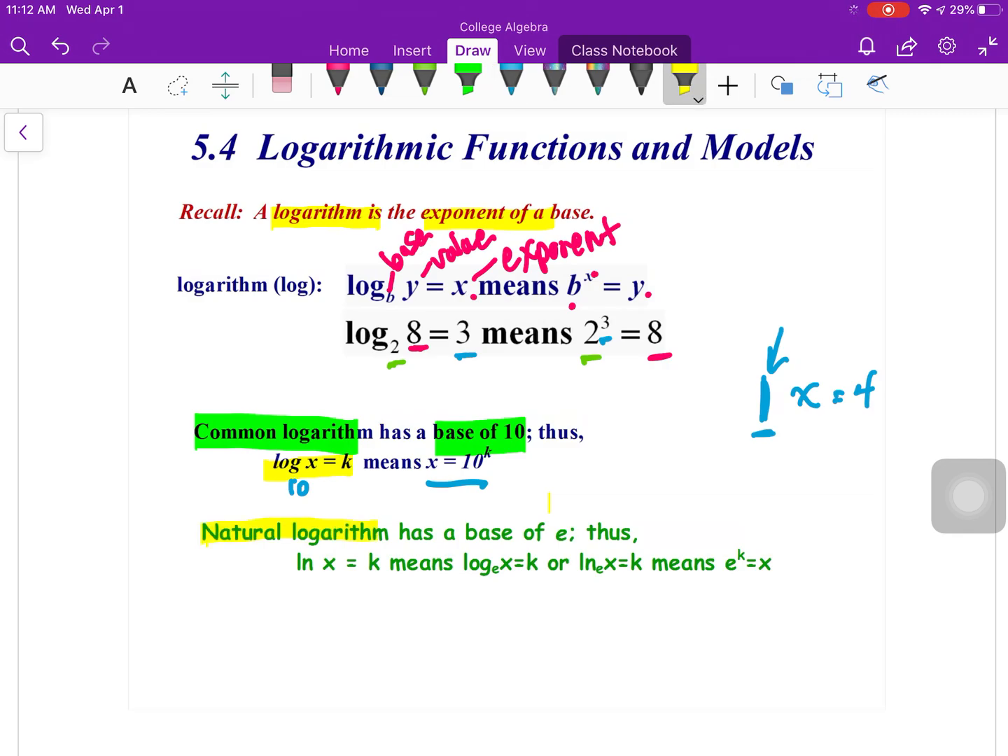Our second special log is called natural log. Its base is e. Notice how it's written. Ln x. Notice there is no base there either, but it is ln x. That means its base is e, so put a little e in there. So it is e to the k equals x.